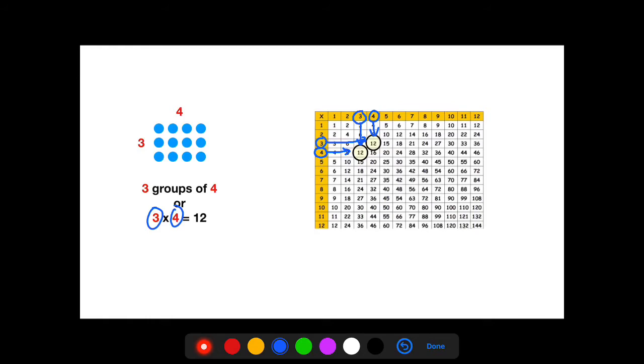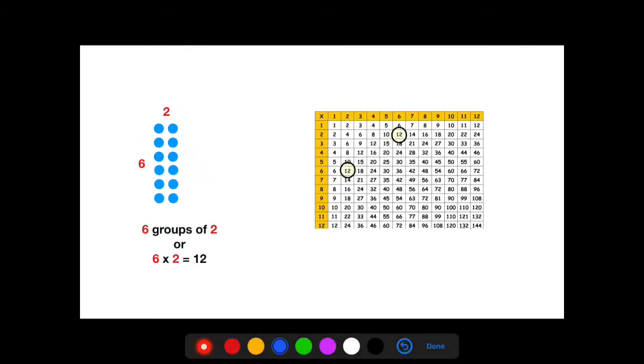I can also make equal groups. 3 equal groups of 4 gives me 12. Can I do it another way? If I can make another rectangle, another array out of 12, I can find more factors for 12. So if I do it this way, 2 times 6, 2 groups of 6, 2 and 6 are also factors. And again, I've got the 6 and the 2 here, or the 2 and the 6. They multiply together to make 12. So those are factors.